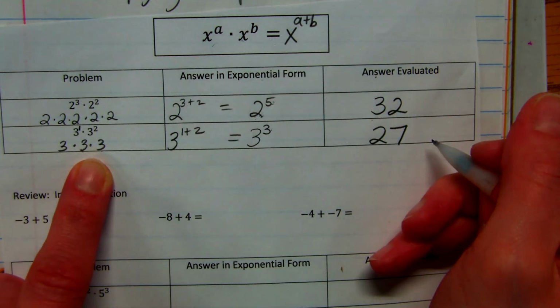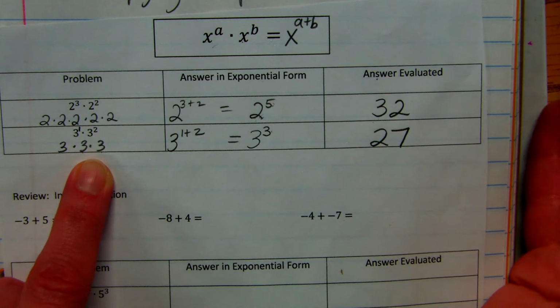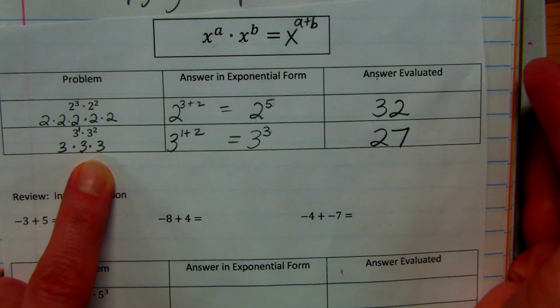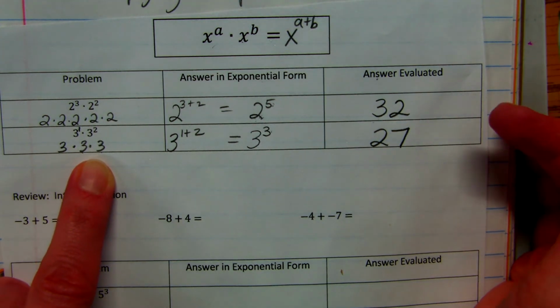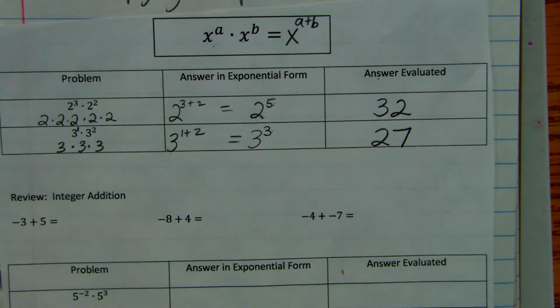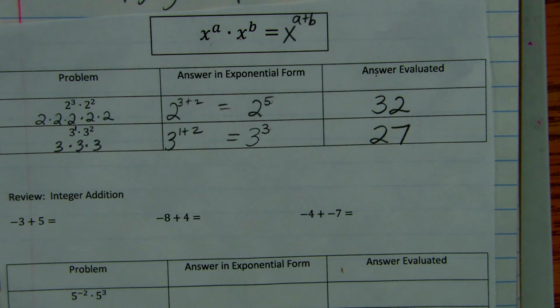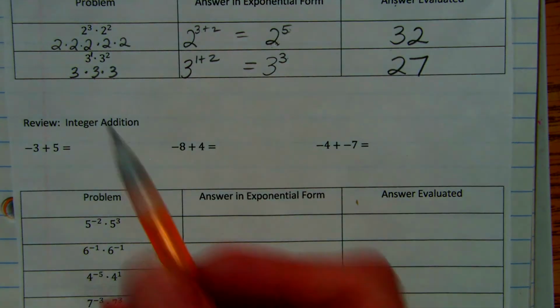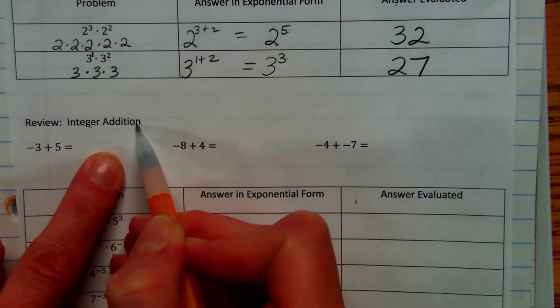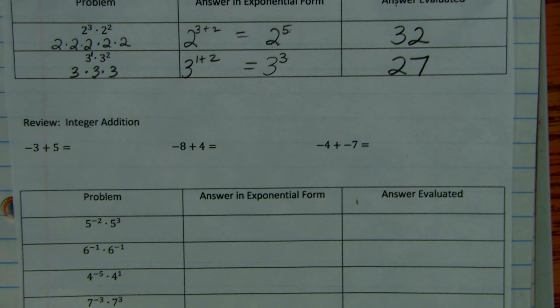Okay, so this is all fine and good if your exponents are positive. But as we learned in the last lesson, we sometimes have negative exponents. We need to understand what they are, and we have to understand how to work with negative numbers, which we did in 6th and 7th grade. So if we go down, we're going to review first how to do integer addition. We did several different lessons.